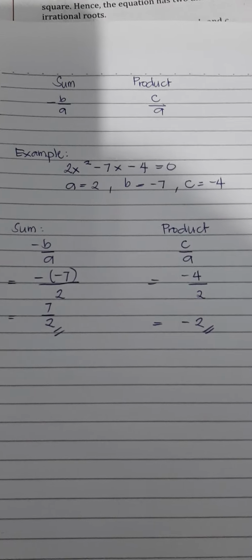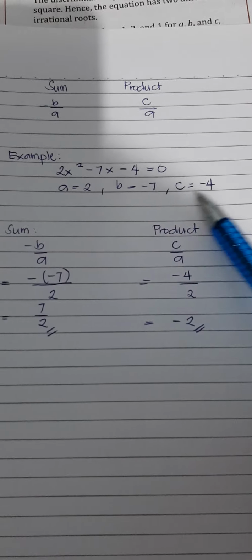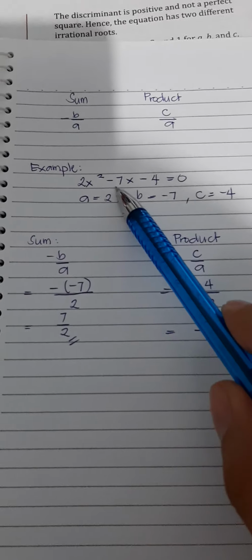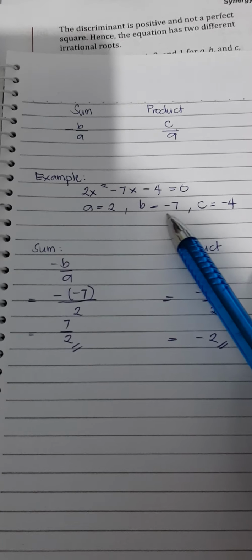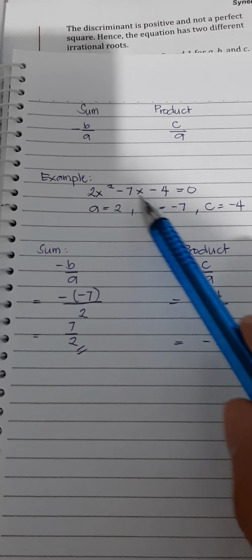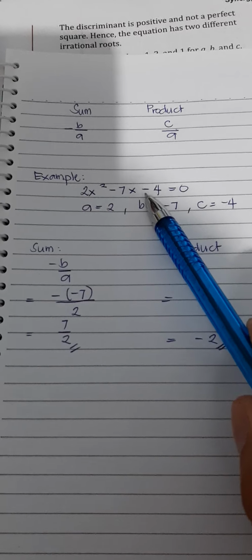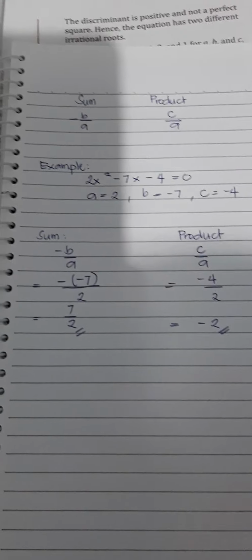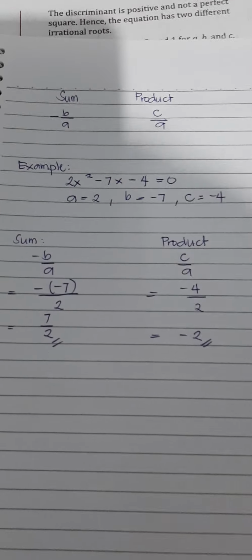So we have to identify the values of our a, b, and c. We have 2, negative 7, and negative 4. Why do we have here negative 7 and negative 4? Take note, the operation here also serves as the sign of our numerical coefficient. So we have negative 7 or minus 7, so the sign would be negative 7. And for minus 4, it would be negative 4. So we will now find the product and the sum of the roots of this equation.